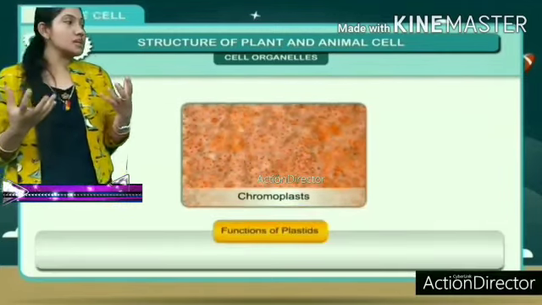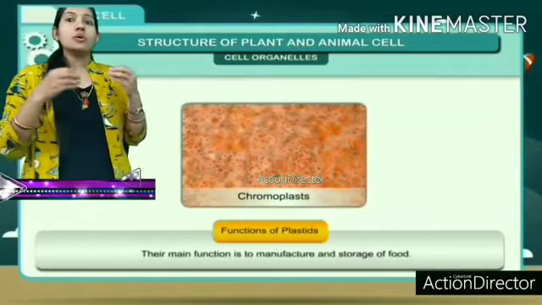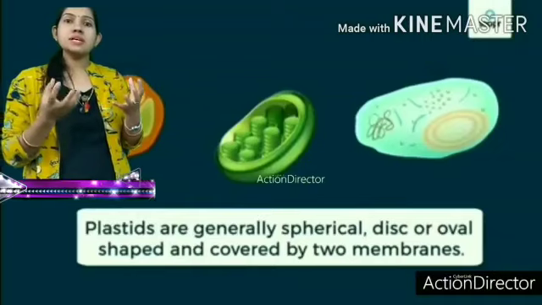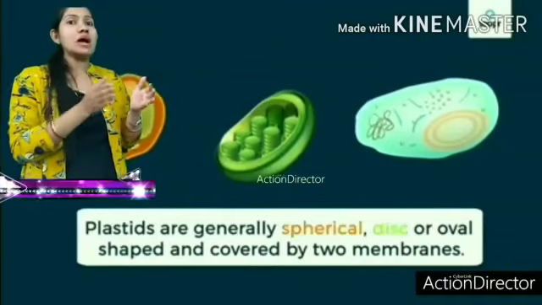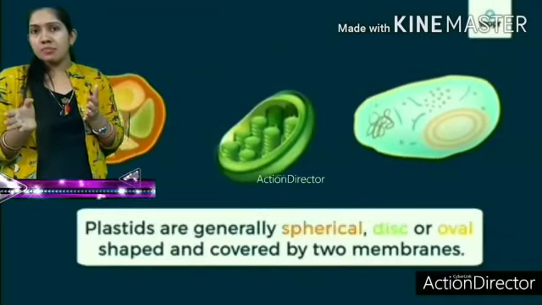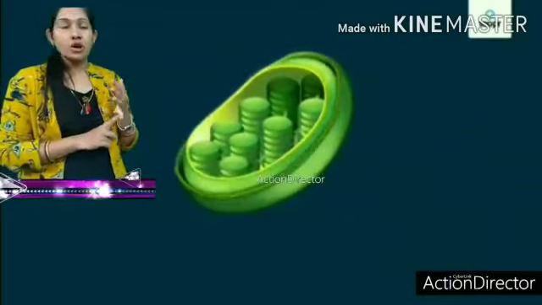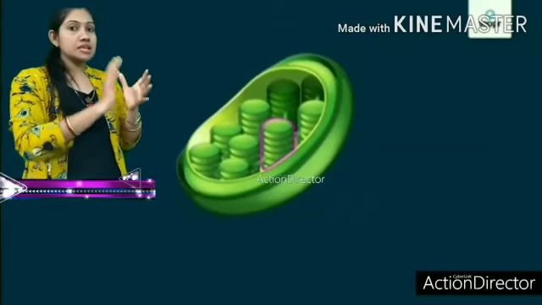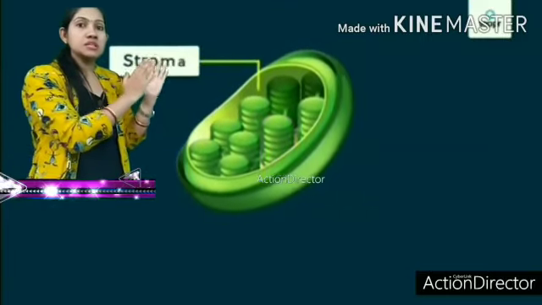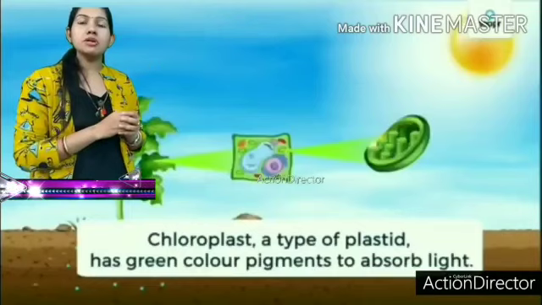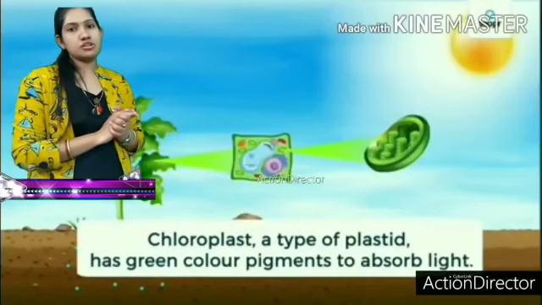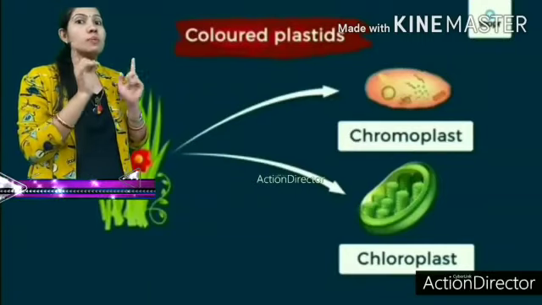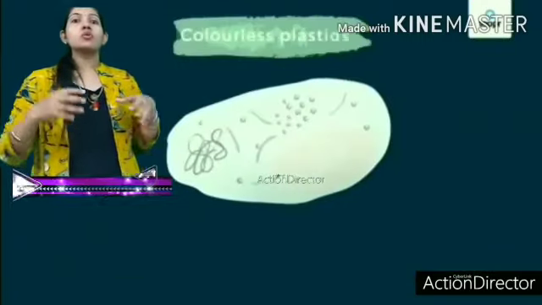So where is the chloroplast present? Chloroplast is present generally in the green parts of the plant. So where are the green parts of the plant? It may be in the leaf or in the young stem of the plant. You can see here the structure of the chloroplast. It is present in the green part. It contains a pigment called chlorophyll, which is green. The two coloring plastids are chloroplast and chromoplast. Leucoplast is the colorless plastid.